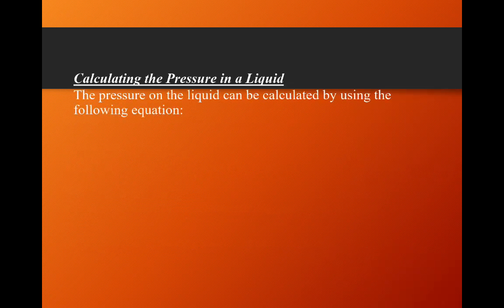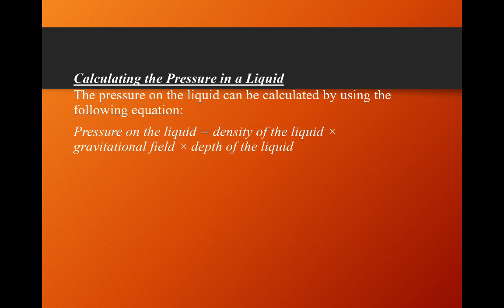Calculating the pressure in a liquid. The pressure in the liquid can be calculated by using the following equation. Pressure in the liquid equals to density of the liquid multiplied by gravitational field multiplied by depth of the liquid.